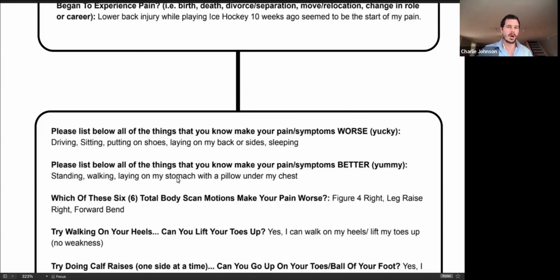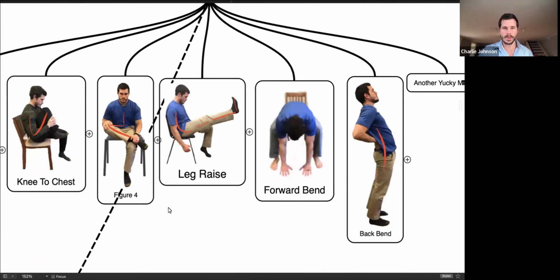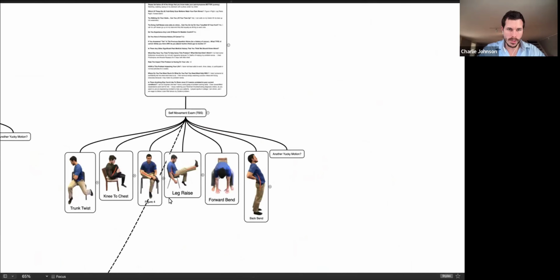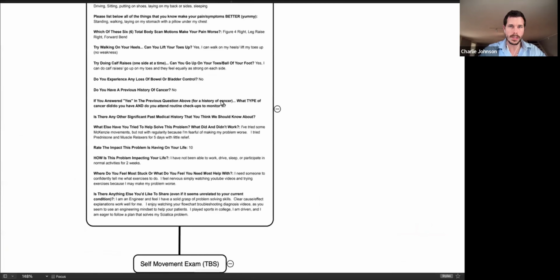What makes it better? Standing, walking, lying on stomach with pillow under my chest. So he went through the total body scan and he found a figure 4 right, leg raise right, and forward bend were all yucky. So I'm just going to move these out. So it was forward bend, leg raise. I'm just going to shift them out here. These were the yuckies. Okay, now we go back.